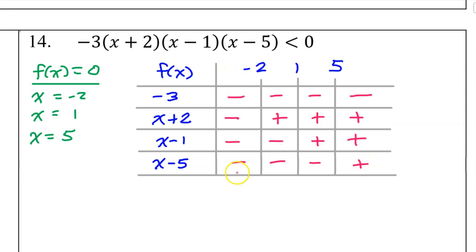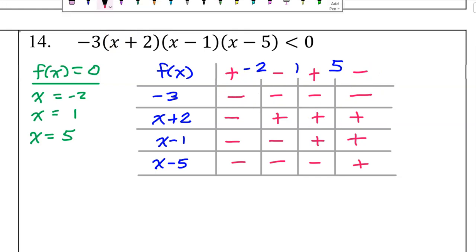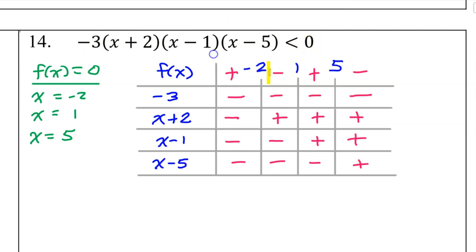Look at all those minuses. That's an even number of minuses. F of x will be positive in the first interval. The odd number of minuses means negative in the next interval, and then positive in the third interval, negative in the fourth interval. We are looking for the values of x that will cause f of x to be less than 0. So the solutions will be wherever f of x is negative.